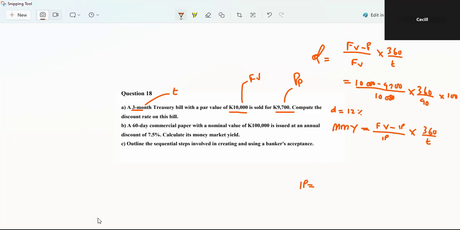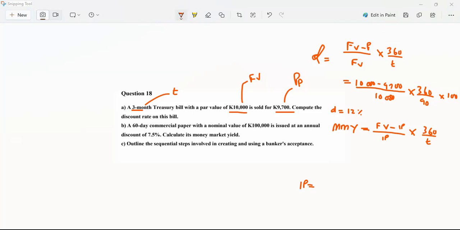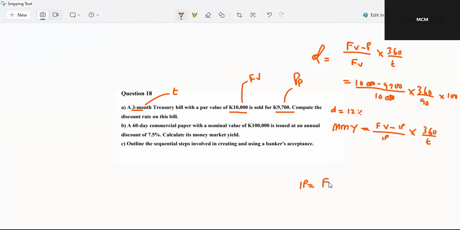Face value times, in brackets, 1 minus r times t over 365 or 360. Yes, so you remember I taught this.